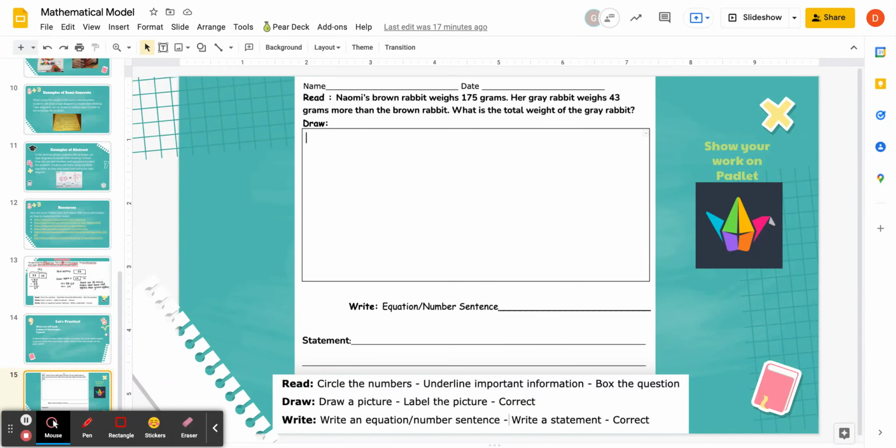I hope this helps you understand a little bit more about tape diagrams, how to use this model, and how to implement it in your future classrooms.